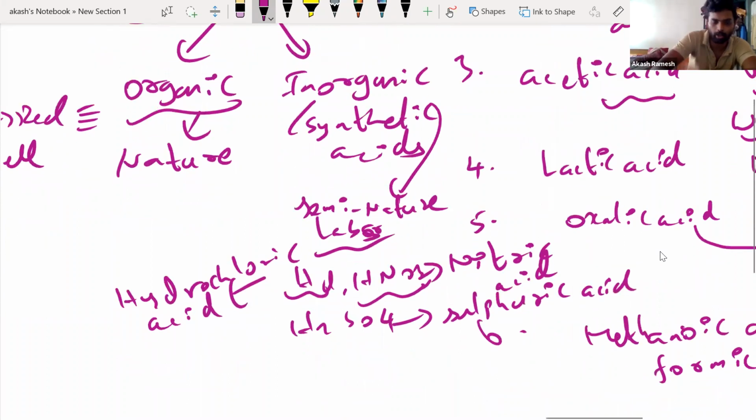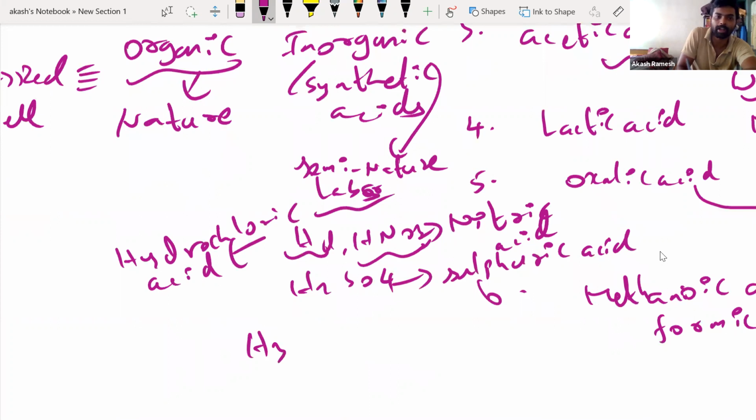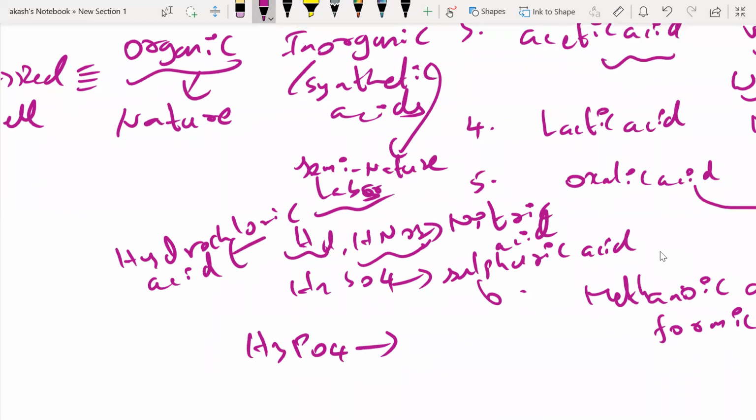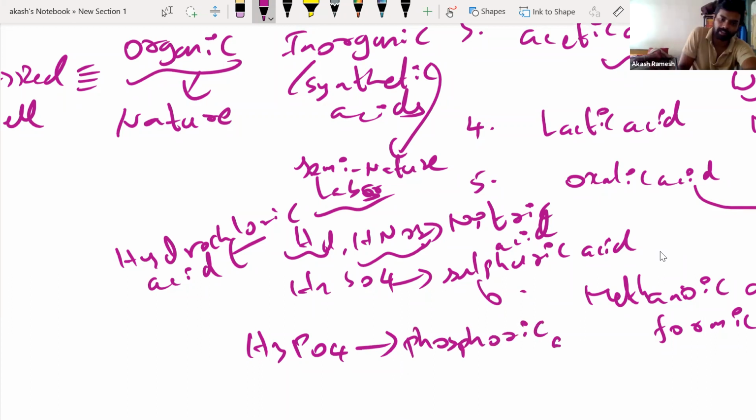There is one more also you can know. There is something called as H3PO4. Can someone know the name of this? Phosphoric acid. Yes, phosphoric acid. Okay, I think these 4 should be sufficient: HCl, HNO3, H2SO4, and H3PO4. These 4 alone, you have to remember the formula as well as the names, because you'll be using them a lot in the reactions.